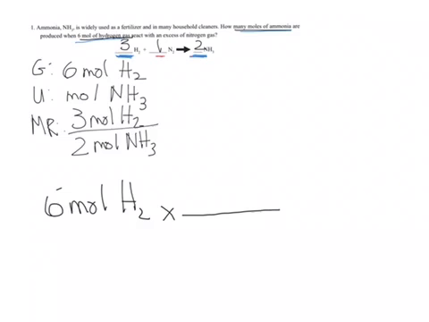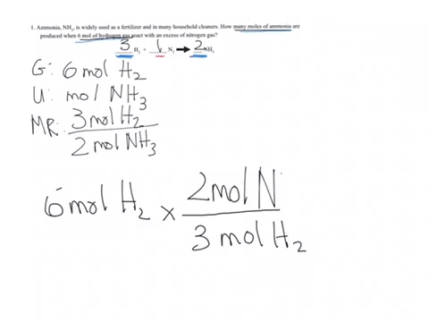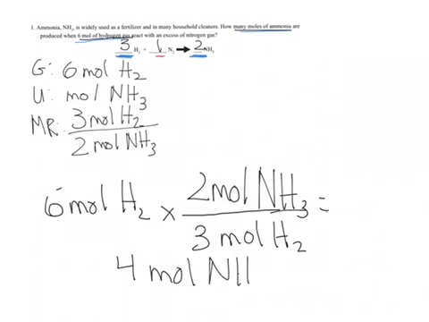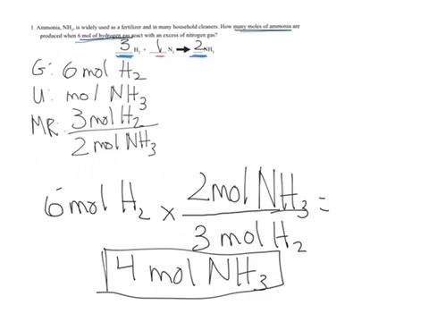So whatever you start with, moles of hydrogen gas, that unit is going to go on the bottom in the next step. Whatever you are solving for would go on top. And then we just plug it into the calculator. 6 times 2 divided by 3, which would give us 4 moles of ammonia. And that would be how you do a one-step stoichiometry problem.